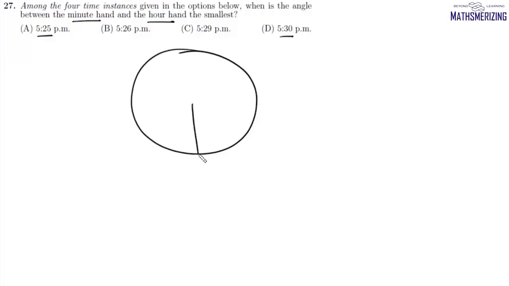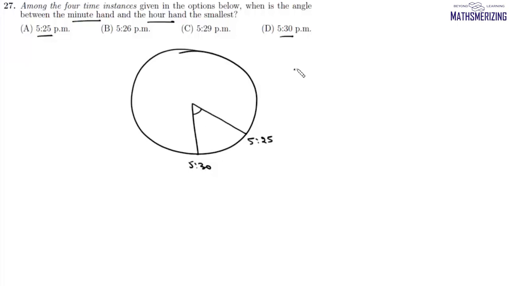Now question number 27 is, among the 4 time instances given in the options below, when is the angle between the minute hand and the hour hand the smallest? So we are given time between 5:25 and 5:30. So we draw this clock, and then this is 5:30 and this is 5:25.